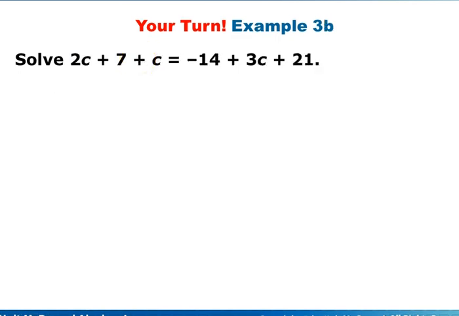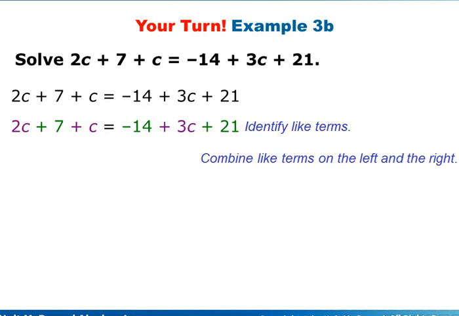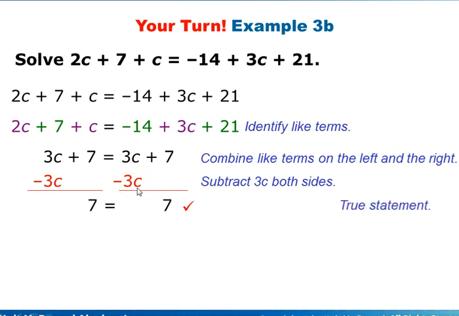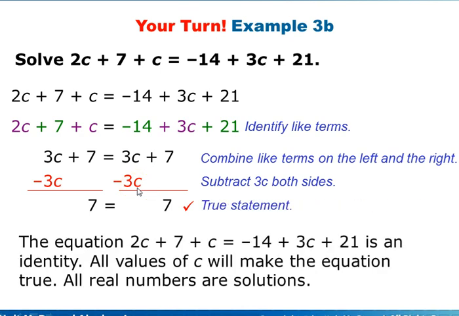Alright, go ahead and try this one. Alright, again, combining like terms, we end up with 3c plus 7 is equal to 3c plus 7. Now we can already see from here this is an identity because it's the exact same equation, and we end up with 7 is equal to 7. So this one will have infinite solutions. So all real numbers will be solutions, all the way from negative infinity to positive infinity.